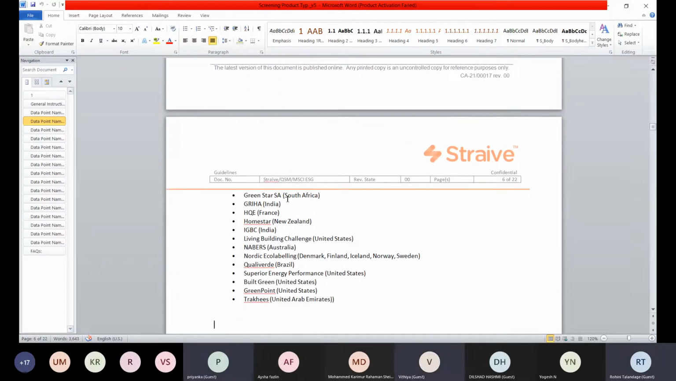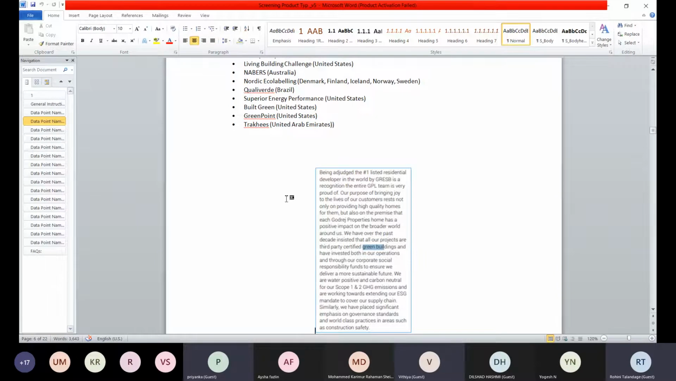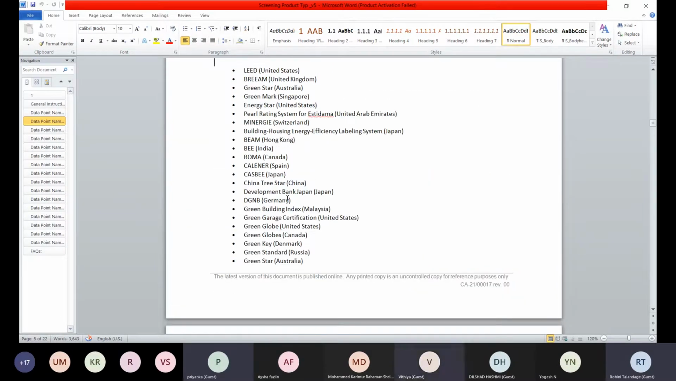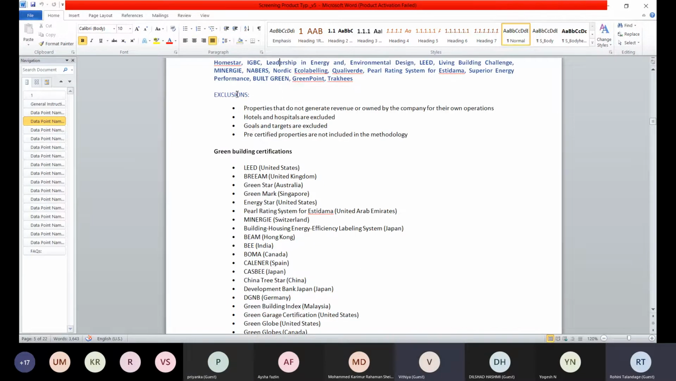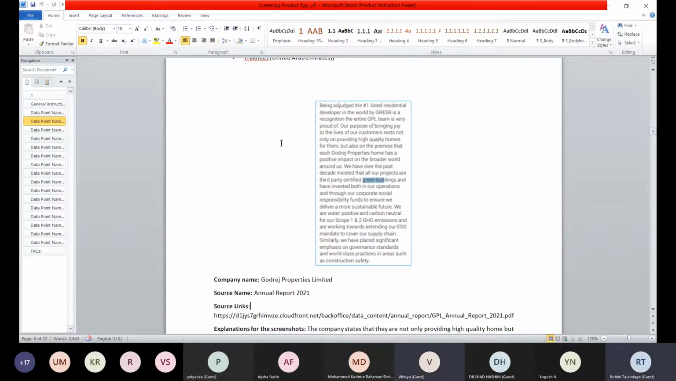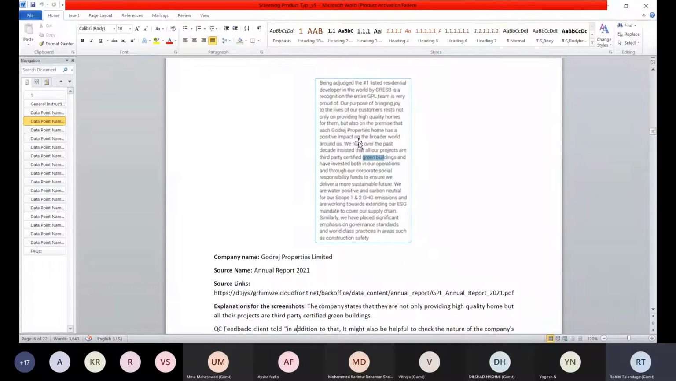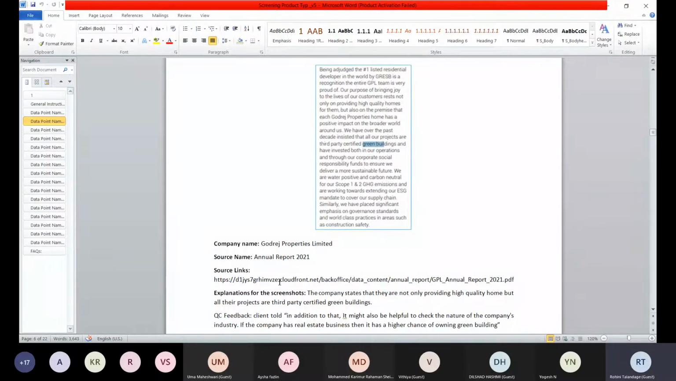So this training material will be provided to you. You can go with all these certifications and any exclusions they have given, you can check that. Here they say that over the past decade they have insisted that all their projects are third party certified green buildings. That means they are certified green buildings. So in this case we can mark it as yes.